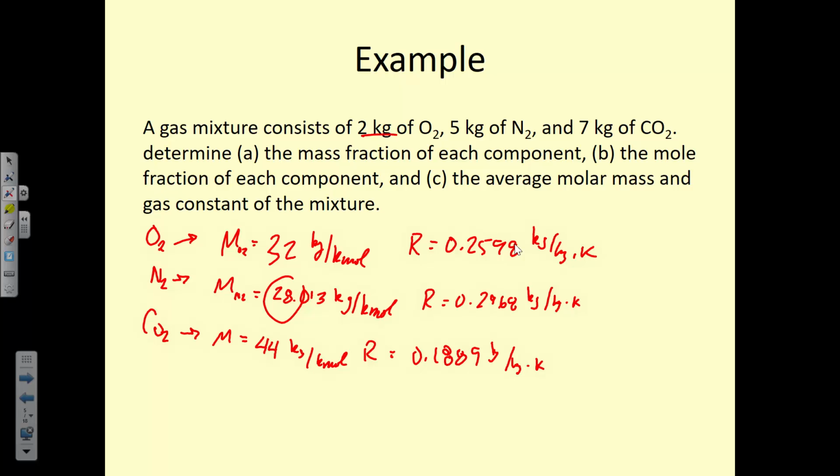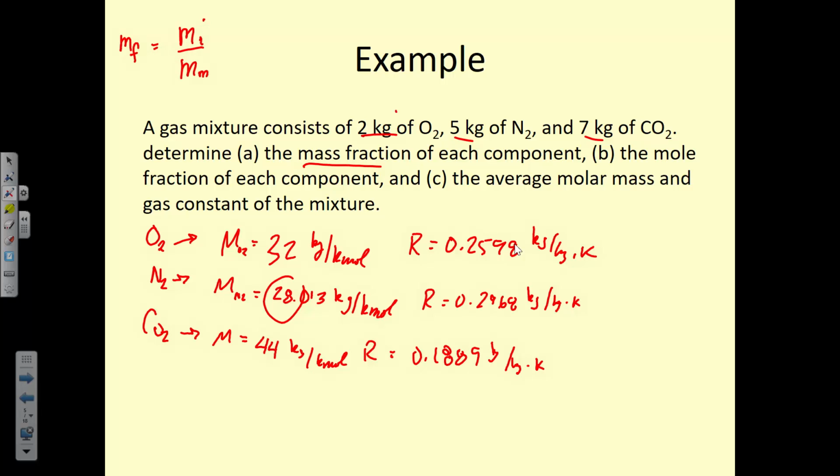Okay, so we're told we have 2 kilograms of oxygen, 5 kilograms of nitrogen, and 7 kilograms of CO2. How do we find a mass fraction? That's the first one. So the mass fraction is equal to the mass of the individual over the mass of the mixture.